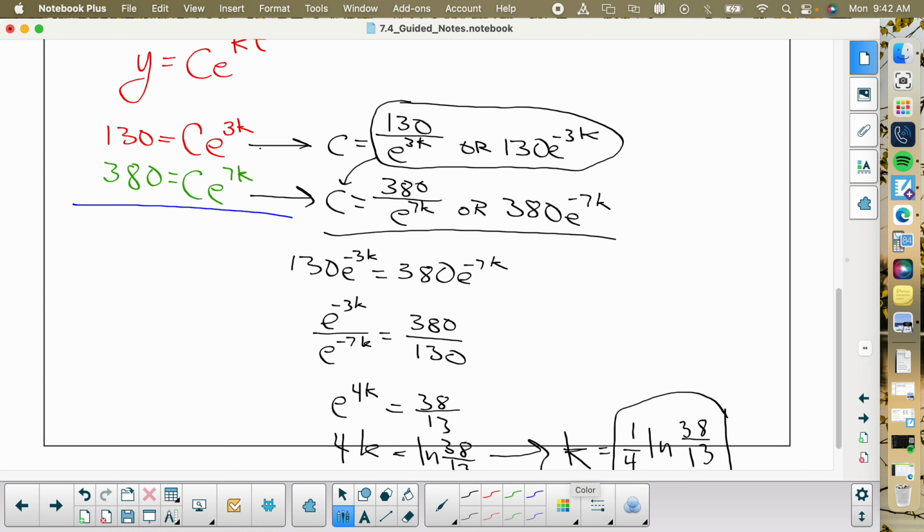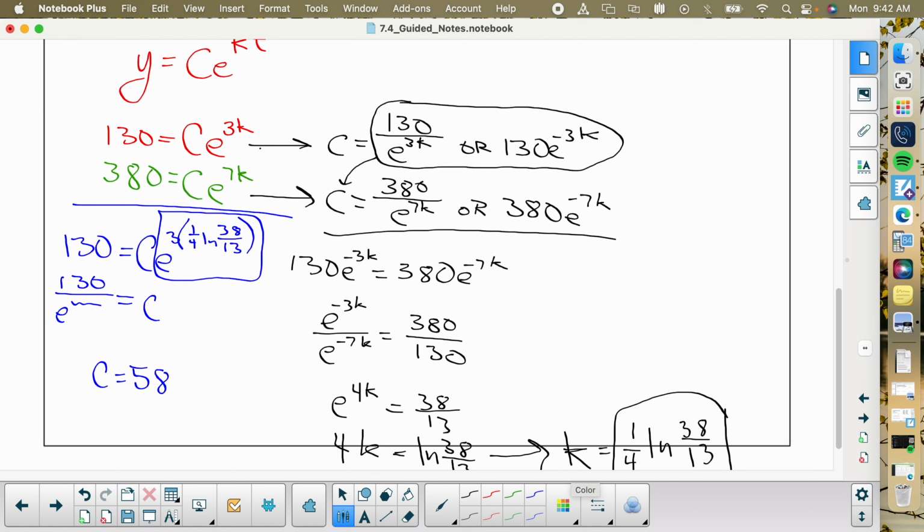So we pick either one of these two. 130 equals C e to the 3 times, we now know what k is, 1/4 ln 38 thirteenths. So I guess 3/4 ln 38 thirteenths. We're going to divide both sides by this to solve for C. Did anybody figure out C yet? I got 58.5. A lot more numbers, but yeah.